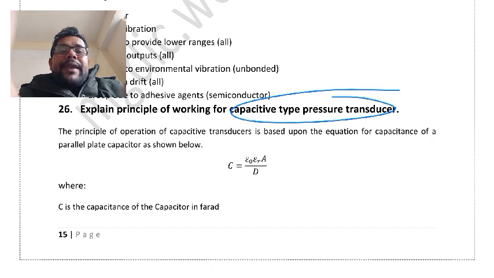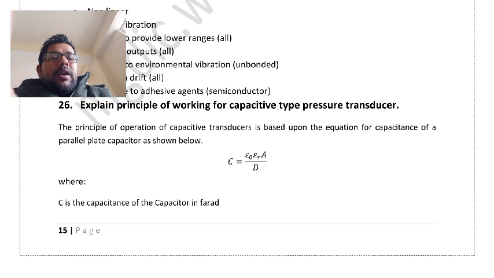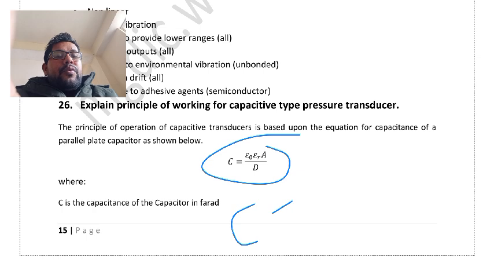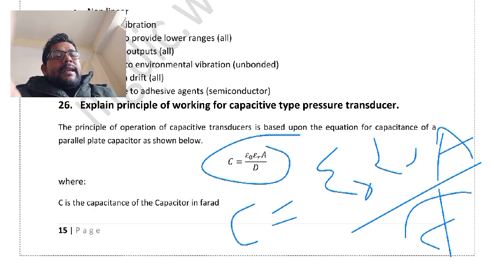How will it work? The principle of operation of capacitive transducers is based on an equation we studied in 12th standard: C equals epsilon0 epsilon_r into A by d. A is the overlapping area, d is the distance between the plates.